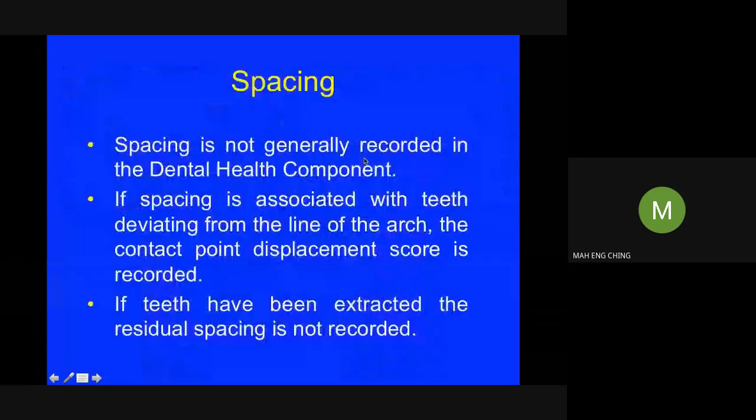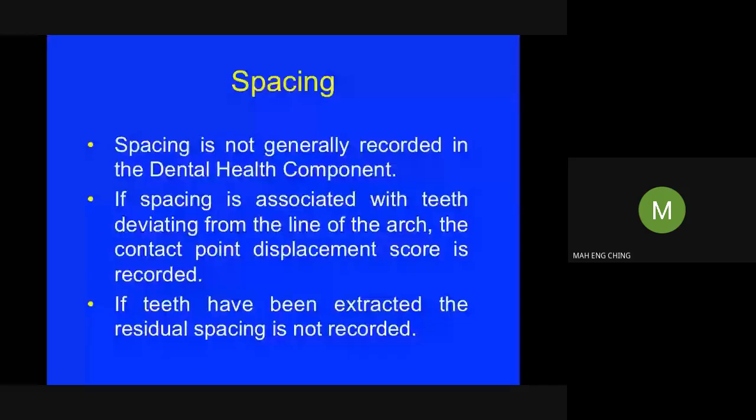Spacing. Spacing can be a problem for braces, but unfortunately spacing is not generally recorded for this dental health component. So IOTN has limitations. Spacing doesn't score anything. But do you still have to treat the patient? Yes, because spacing can be an aesthetic problem. So we still have to treat the patient, even though they didn't score anything for the dental health component.